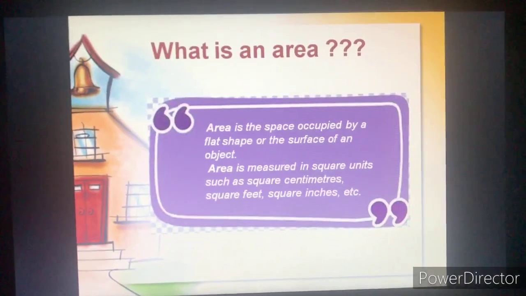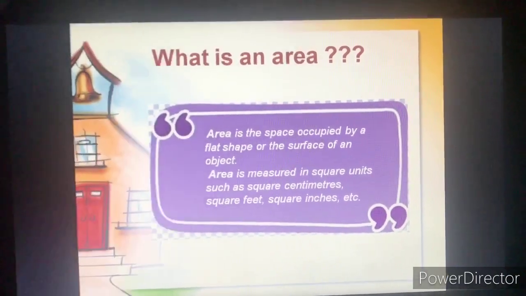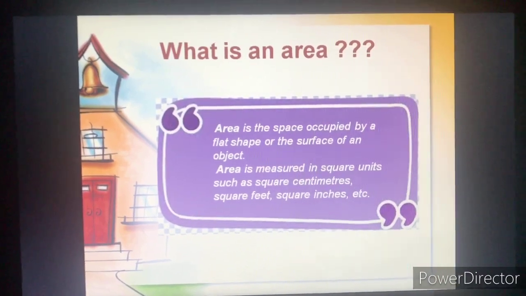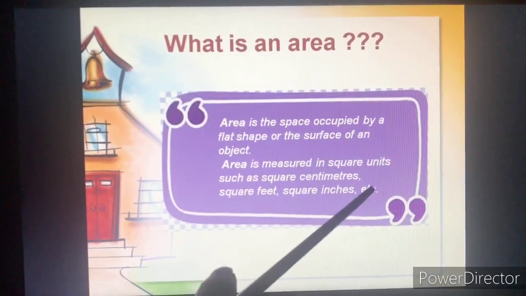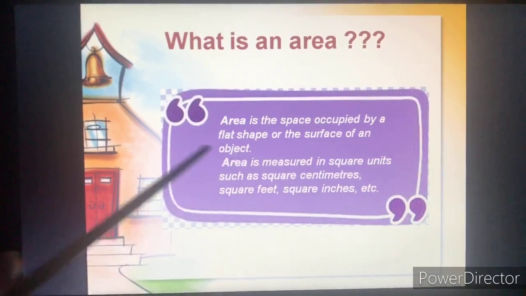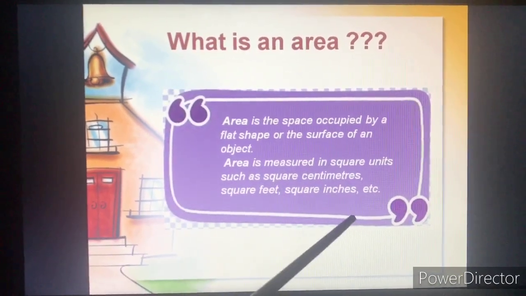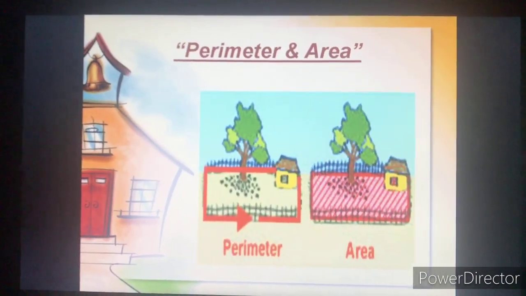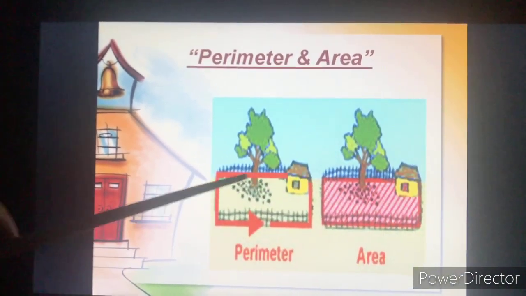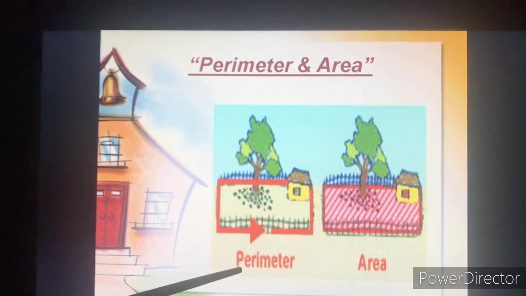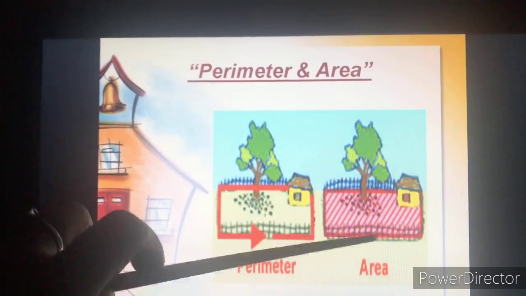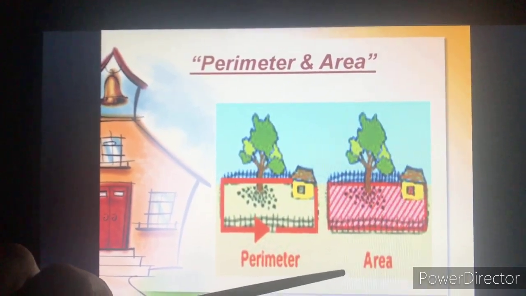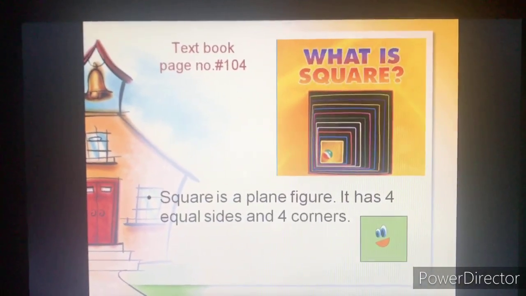Keep in mind, area is the space occupied by a flat shape or a surface of an object, and area is measured in square units such as square centimeters, square feet and square inches. I'll show you how. So students, just keep in mind that the distance of all four sides will be perimeter and inside portion occupied is an area. Now we know what is a perimeter and what is an area.